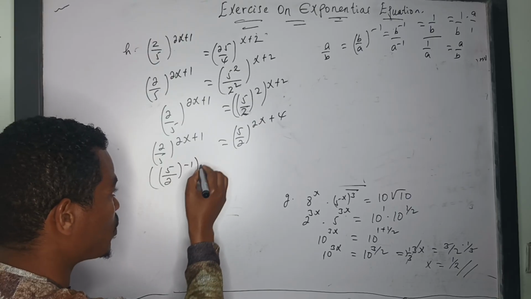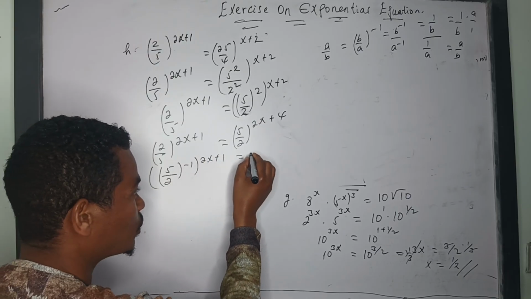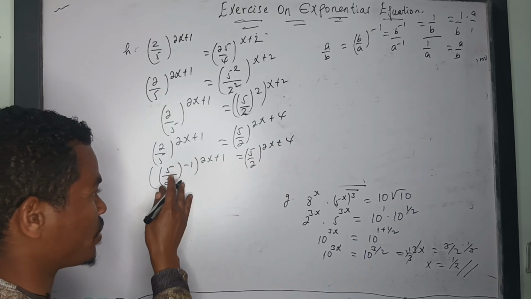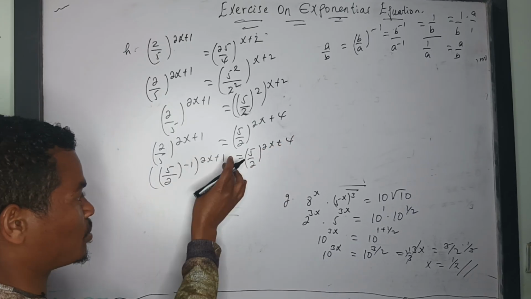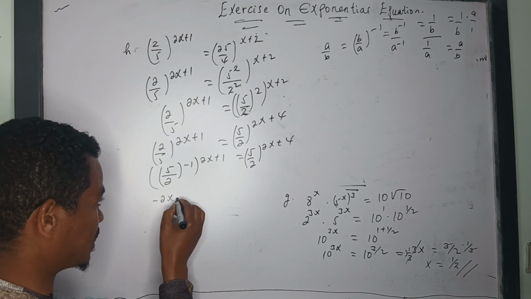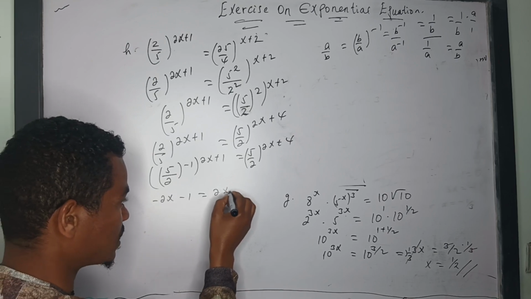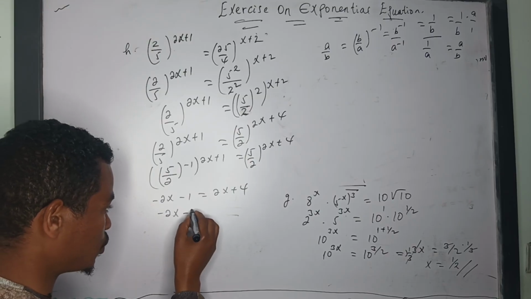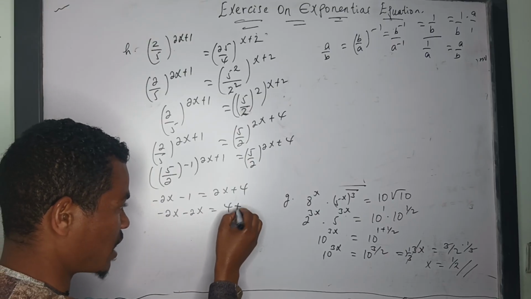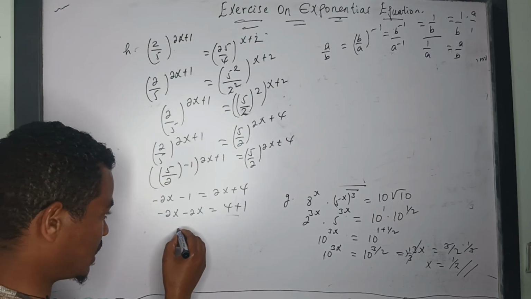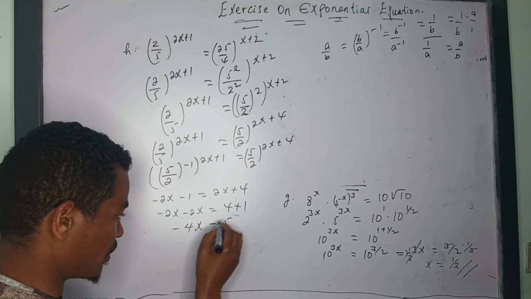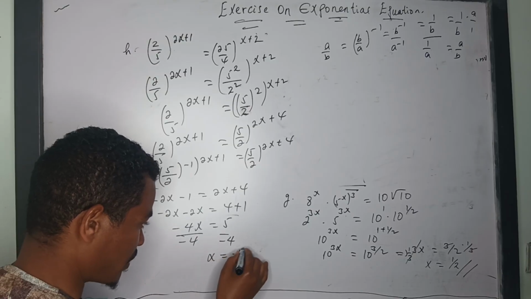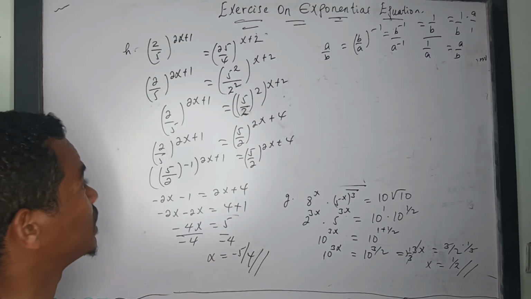2 over 5 is the same as 5 over 2 to the power of minus 1. So (5/2)^(-(2x+1)) is equal to (5/2)^(2x+4). The bases are the same, so the exponents are equal: minus 2x minus 1 is equal to 2x plus 4. That is, minus 2x minus 2x is equal to 4 plus 1, so minus 4x is equal to 5. Dividing both sides by minus 4, x is equal to minus 5 over 4.